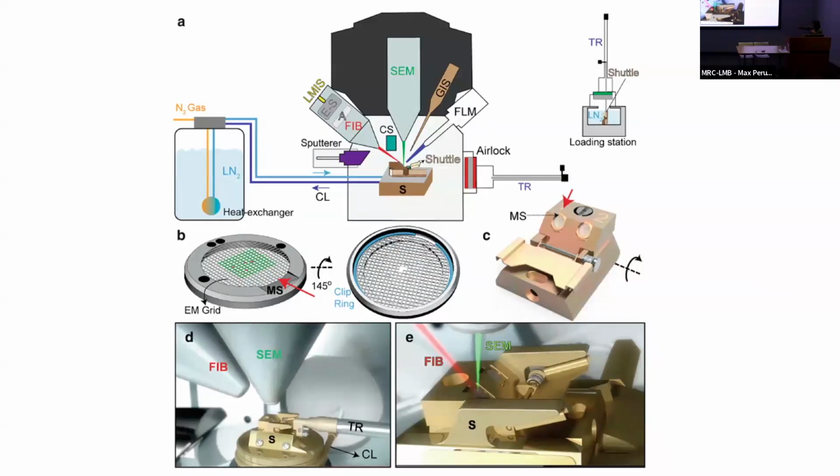This is the block for holding the grid. This is a special grid for doing the FIB milling. You have to grow your cells on this EM grid, and then you freeze it. Usually you need high-pressure freezing, and then you come here and go to the FIB-SEM machine. This is at liquid nitrogen temperature, and this is what I told you about the electron beam and ion beam.